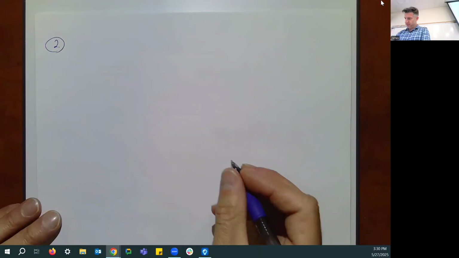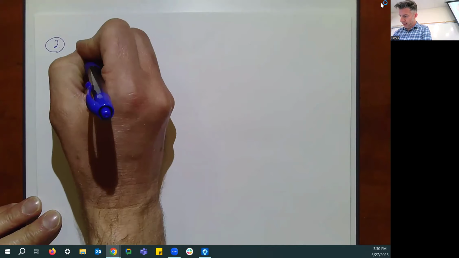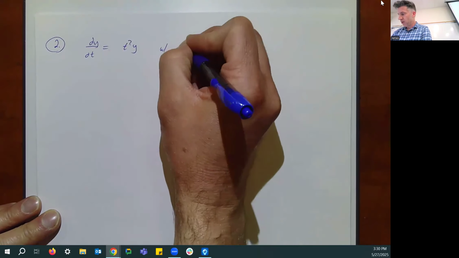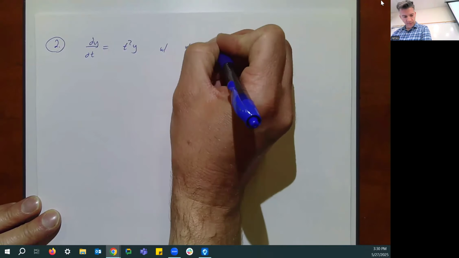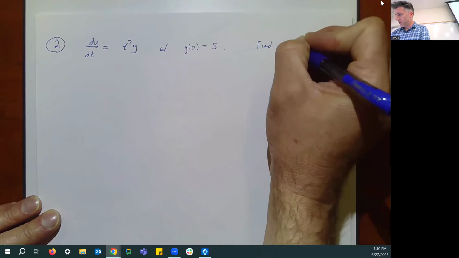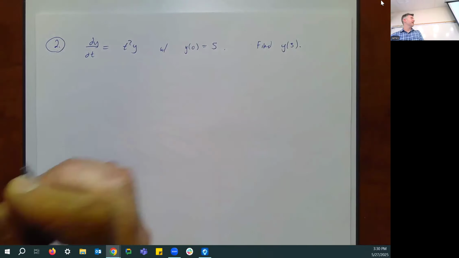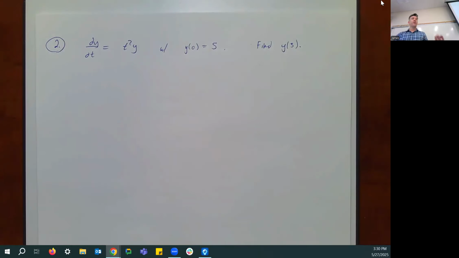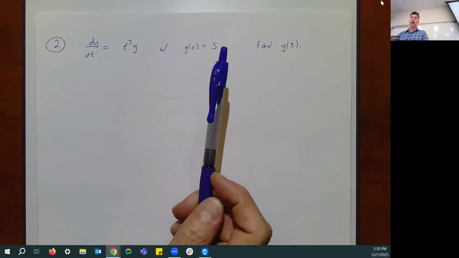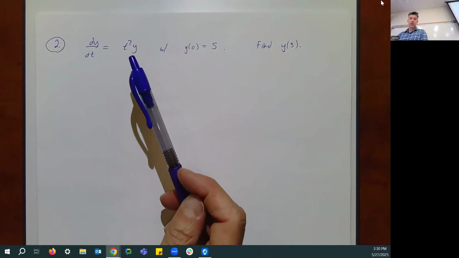Number 2, consider the initial value problem dy/dt is equal to t squared y with y of 0 equal to 5. Find y of 3. Let's point out when something says it's an initial value problem, it means you have a differential equation, probably separable, and you have some initial condition which will allow you to solve for whatever constant pops up after we integrate.